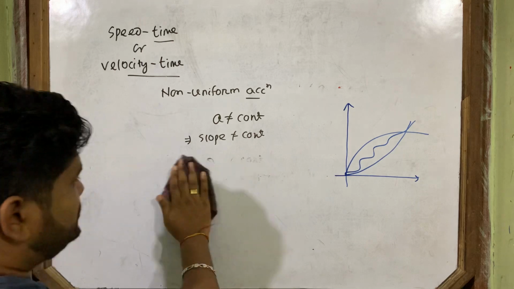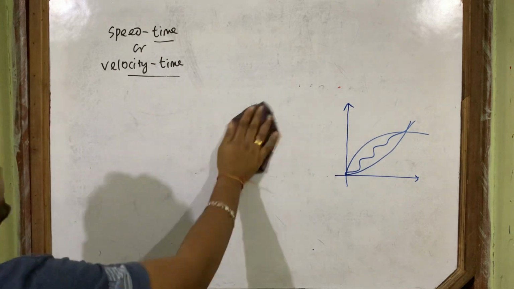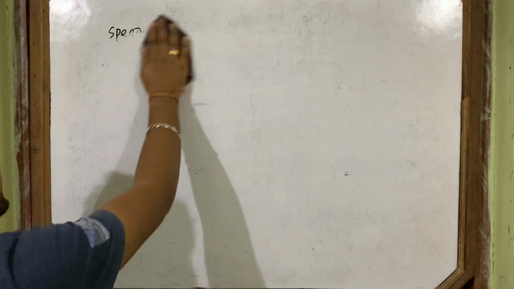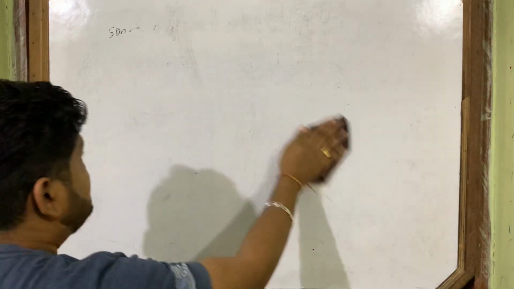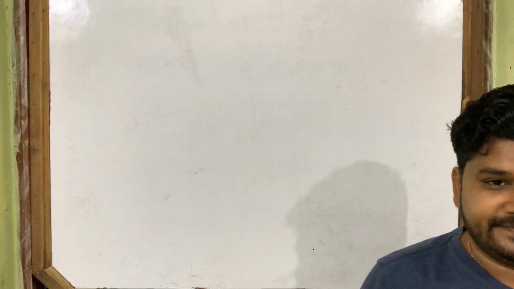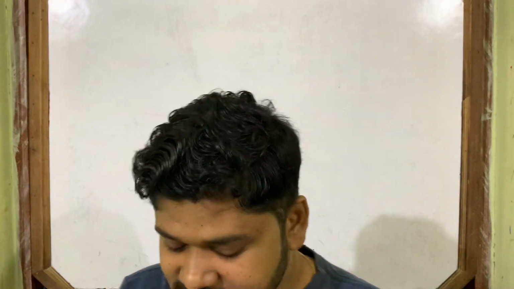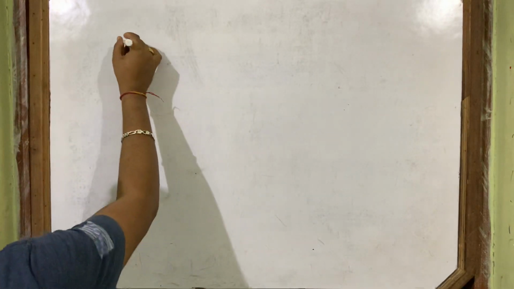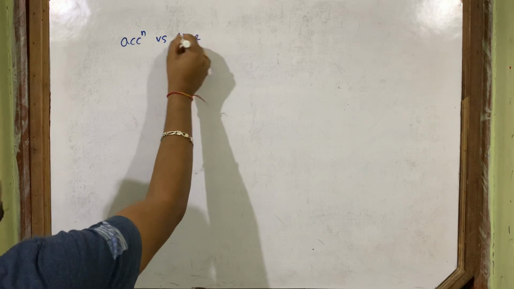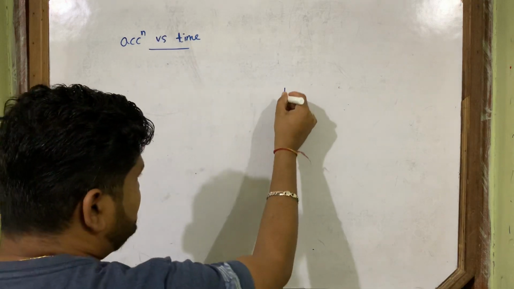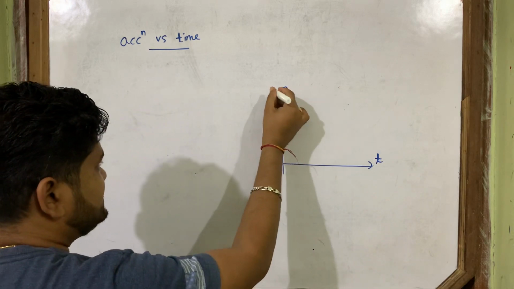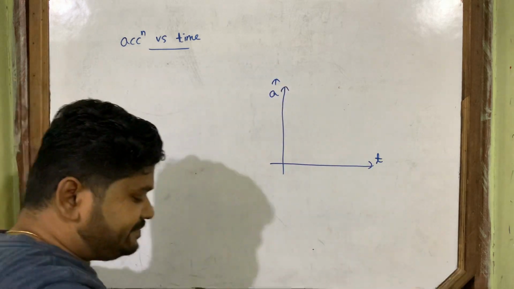So this is about the velocity time graph for non-uniform acceleration. Now we'll see the acceleration time graph. Now the next is the acceleration time graph. Acceleration versus time graph. As usual here, time is taken along the x-axis, acceleration is taken along the y-axis.